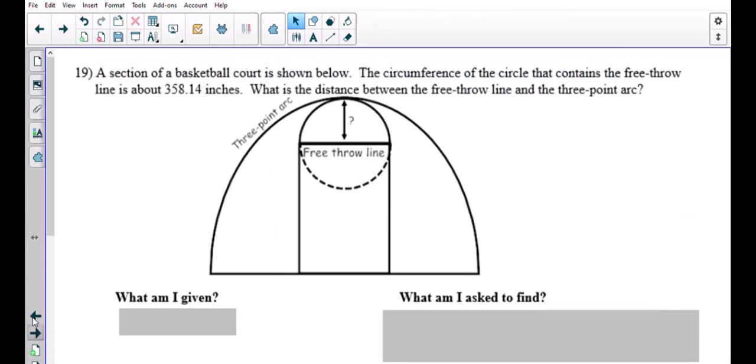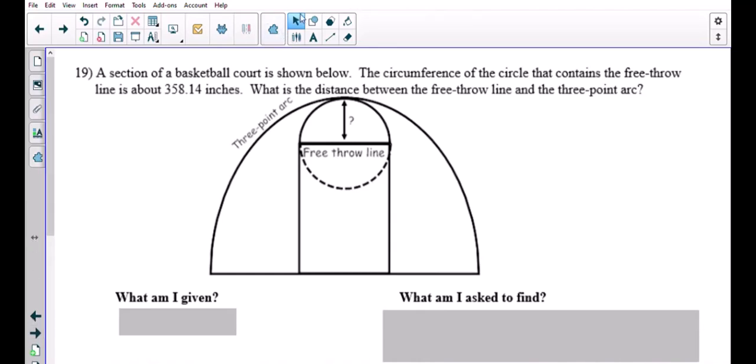Hopefully you're not watching all of it at once, but let's talk about number 19. A section of a basketball court is shown below. The circumference of the circle that contains the free throw line is about 358.14 inches. What is the distance between the free throw line and the three-point arc? And that's what the question mark, that line, represents in the picture.